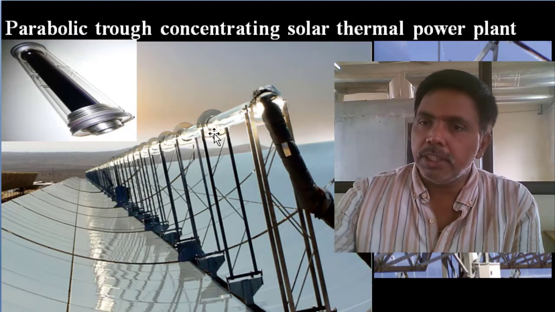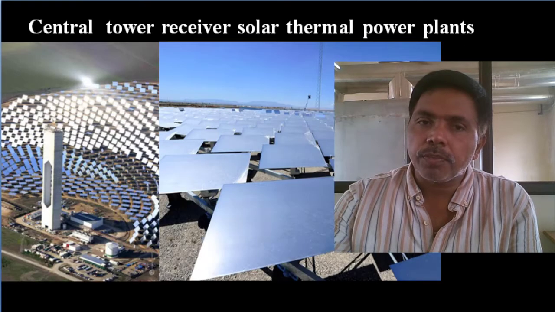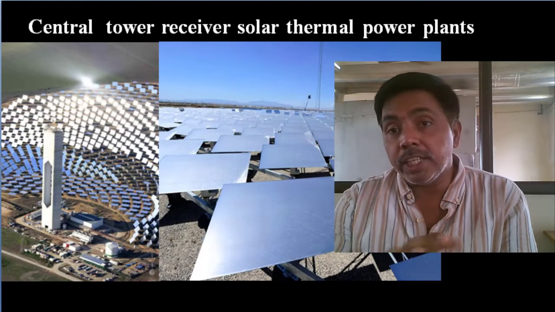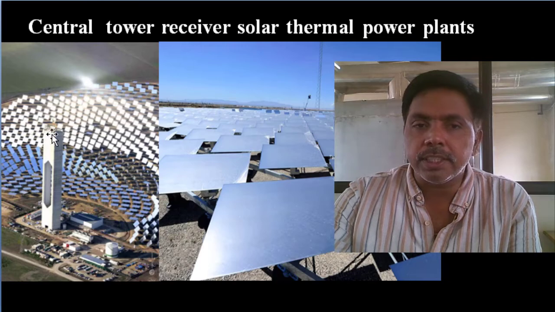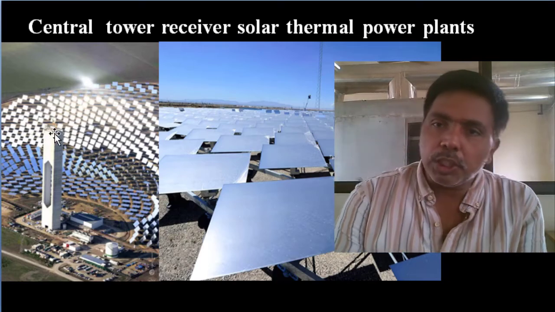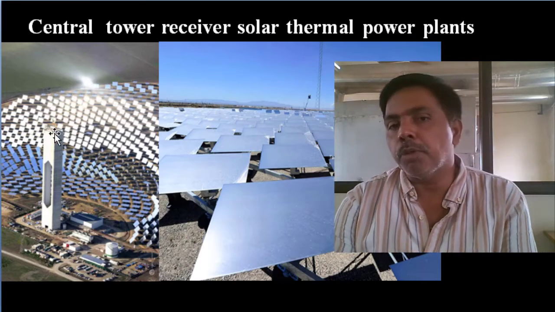So that was the first method. Move to the second method: the central tower receiver. Here we can eliminate the pumping losses. Why? Because in the central tower itself, you can place the boiler, and automatically you can run the thermal power plant.